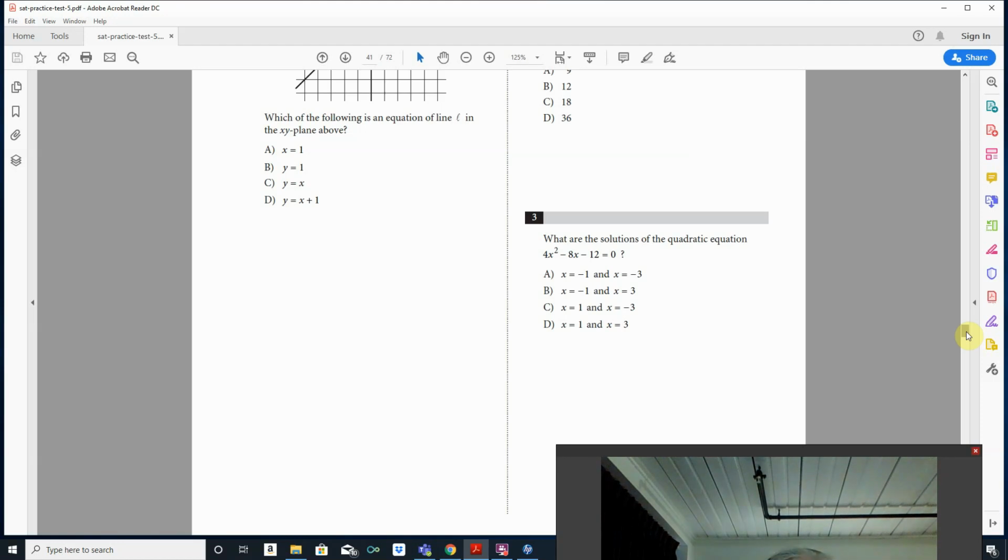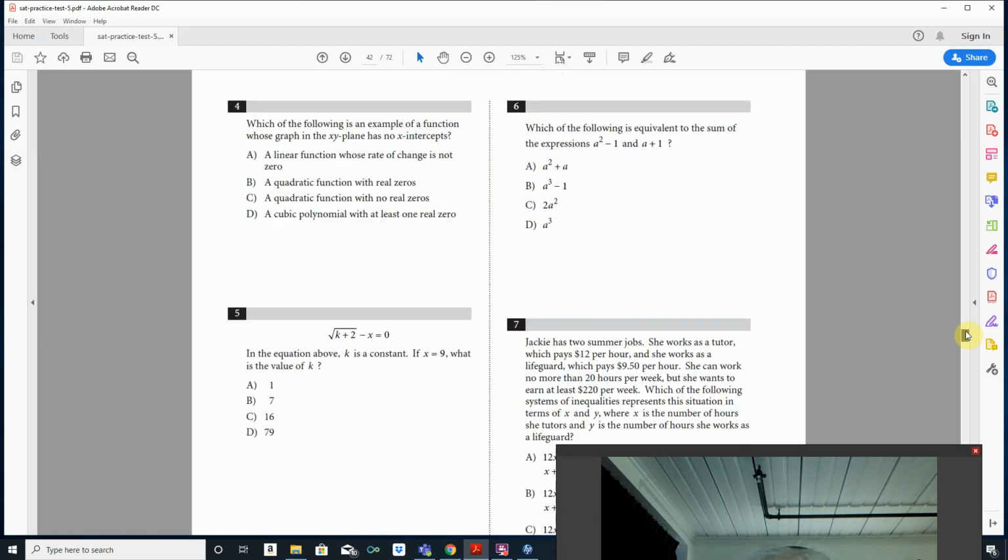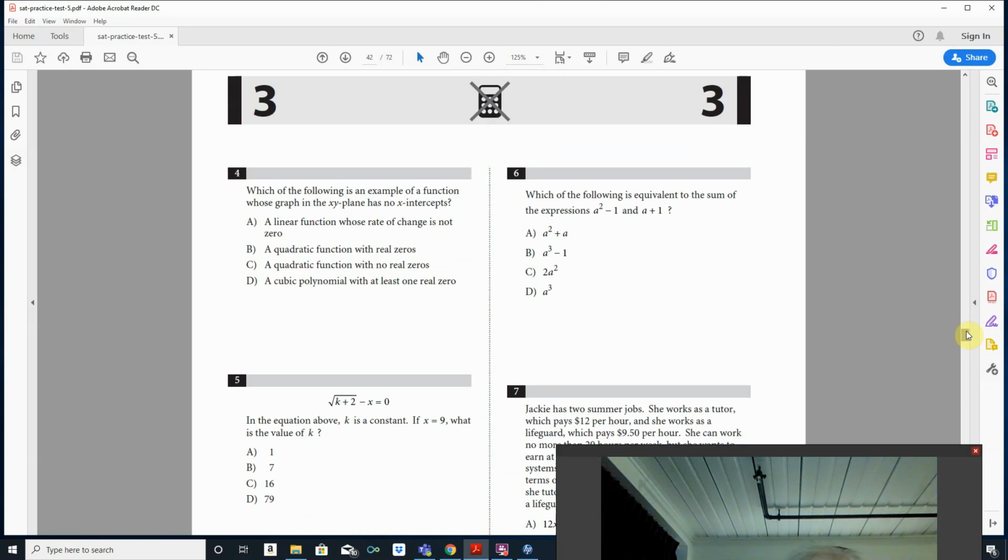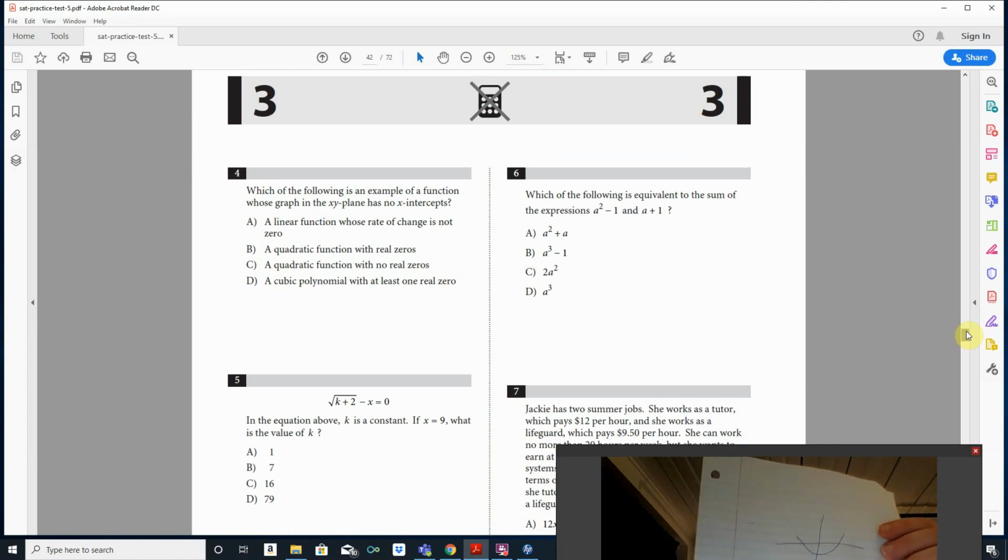All right, next one is 4. Which of the following is an example of a function whose graph in the xy plane has no x-intercepts? Okay, x-intercepts would look something like this, where you see this thing, it goes like that, that's an x-intercept. This is also an x-intercept.